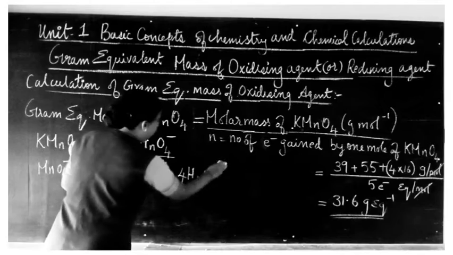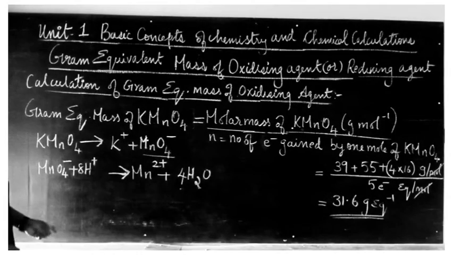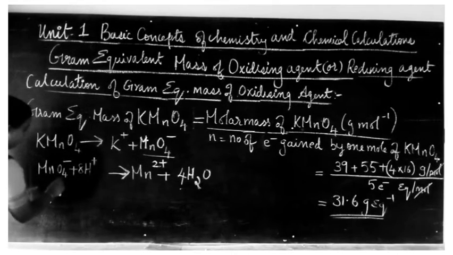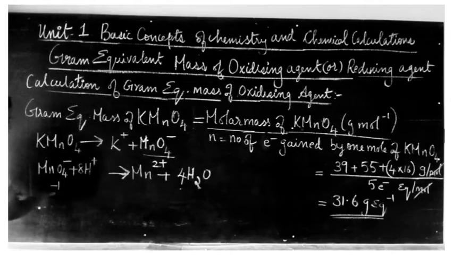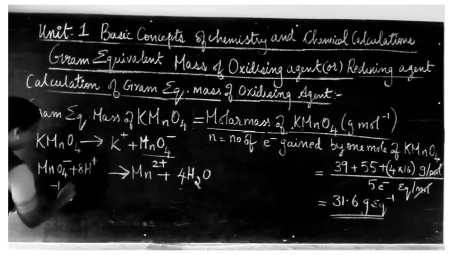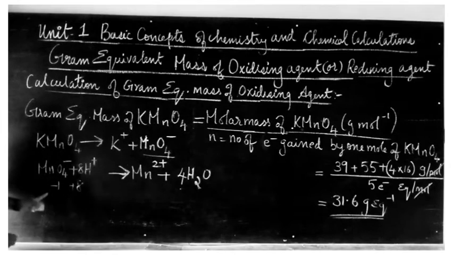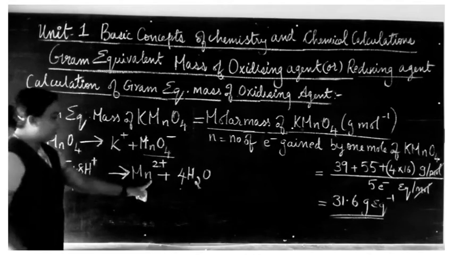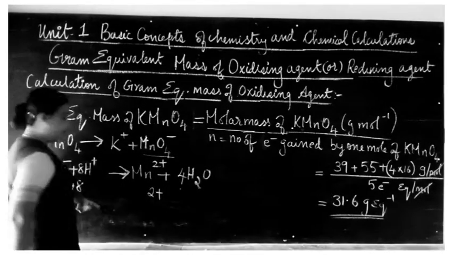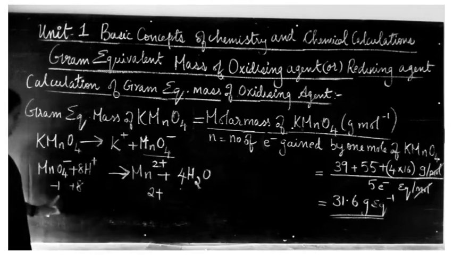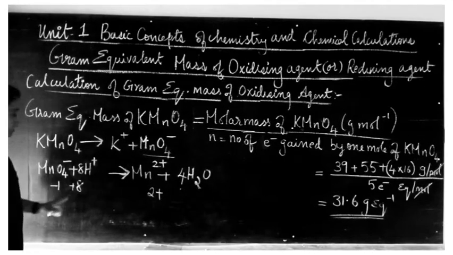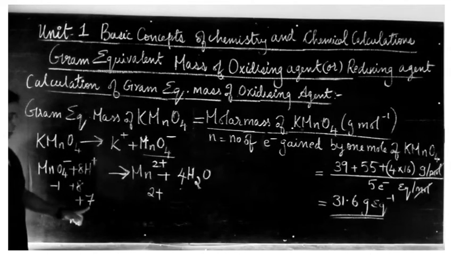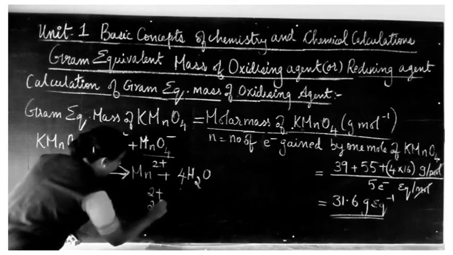Now let us balance the charge on both the left hand side and the right hand side. On the left hand side, 1 minus charge and 8 plus charge are there, whereas on the right hand side only 2 plus charge is there. Now minus 1 plus 8 is plus 7 by algebra. Here also it is the same. You can't do anything, just write it like that.